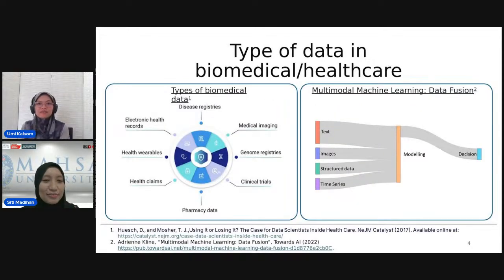This is the types of data in biomedical or healthcare. We have multiple types of data, and it is actually coming from multiple modalities. The data comes from electronic health records, data streaming from health wearables, and maybe insurance health claims and pharmacy data. We have clinical trials and even genomic registries, and definitely medical imaging, for example MRI and CT scan. In more advanced analytics and machine learning, sometimes we need to combine these types of data to have a more precise outcome.